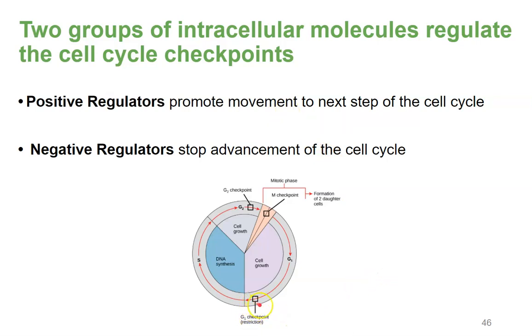So when we reach a checkpoint, like the G1 checkpoint, if the cell is good and it has accumulated the correct nutrients and materials, then the positive regulator is going to promote the cell to the next phase of interphase. If, however, there's something wrong, there are bad environmental conditions, then a negative regulator will act and it will stop the cell from advancing.